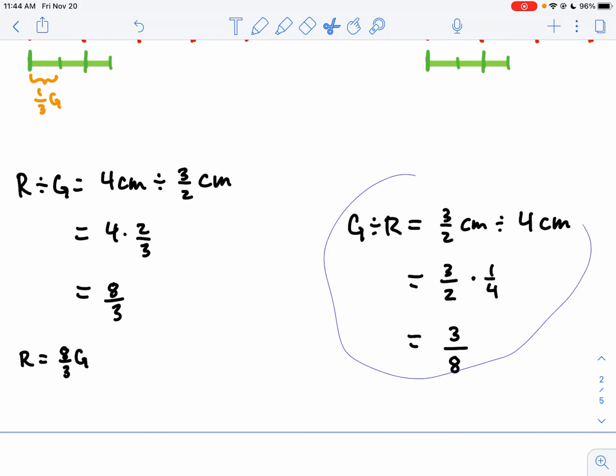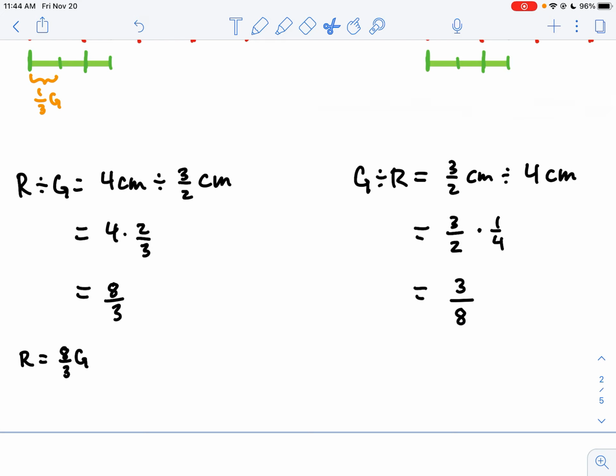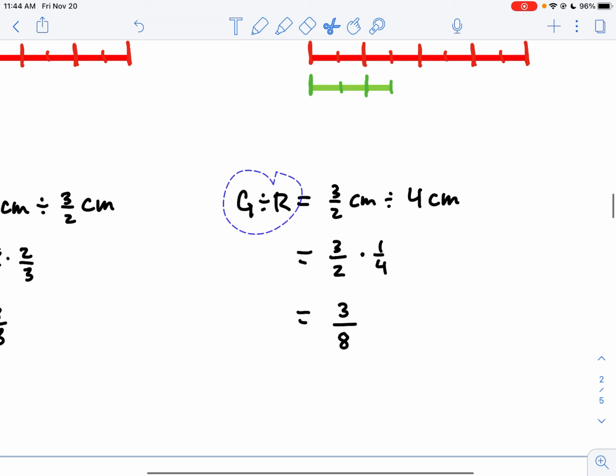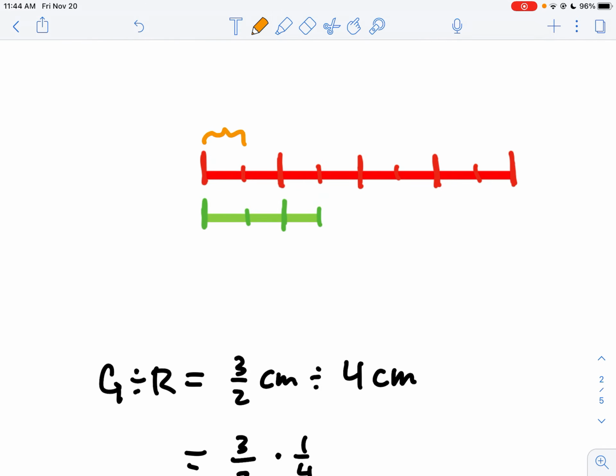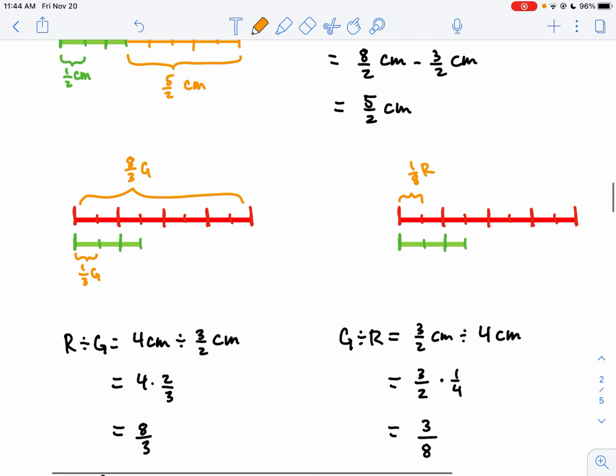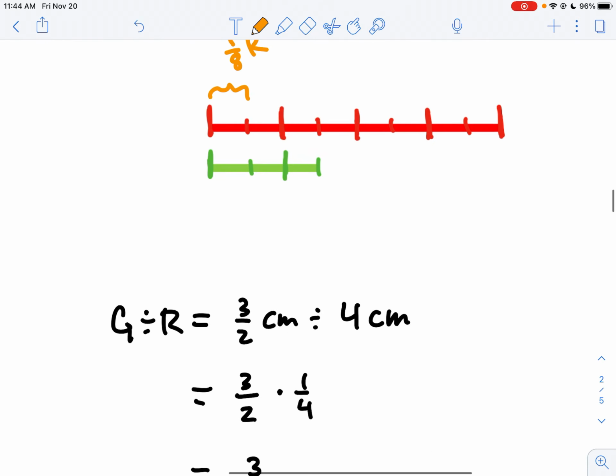And then over in this one, it's going to be the opposite direction. When I see this division, think quotatively, how many R's make G? So in other words, what do you do to R to make G? So if I think of R as 1 unit right there, and I break it down into 8 equal parts, so that would be 1/8 of R. And so the G will be 3/8 of R.